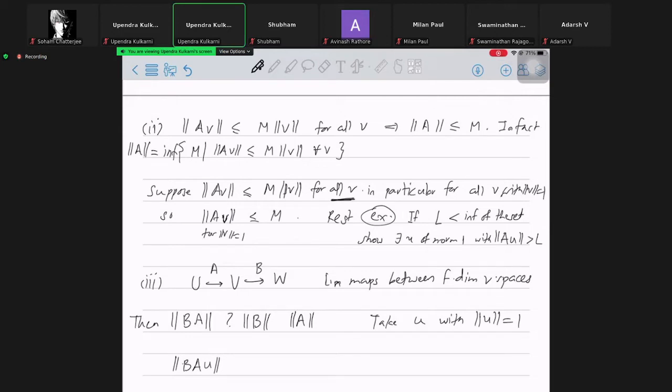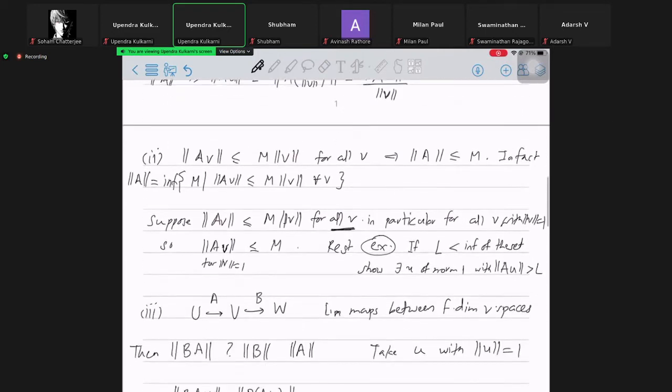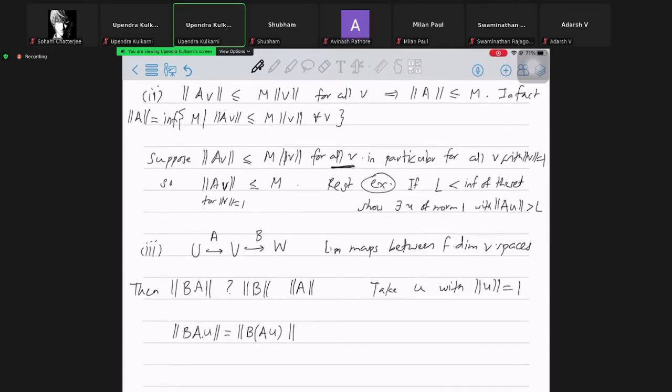Correct, exactly. So this is just completely dumb, but BA applied to U is really just the same thing as B applied to AU, correct? Yes, that's what the meaning is. But now I know, thanks to this property number 1, that U is a unit vector, but AU need not be a unit vector. In fact, that's the whole thing, no? The operator norm is somehow supposed to capture how much you can lengthen or shorten, as the case may be. But I know that this is really less than or equal to the norm of B times the norm of AU.